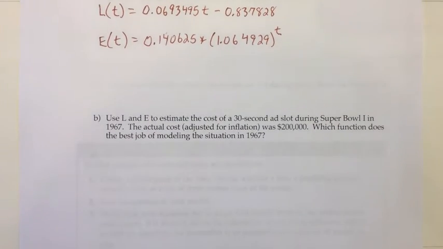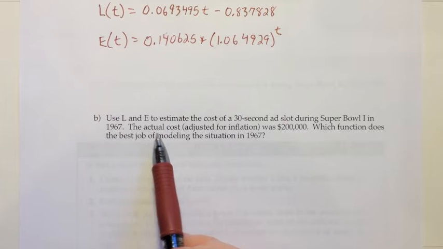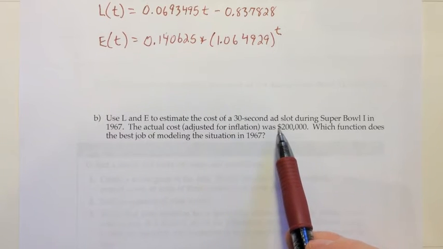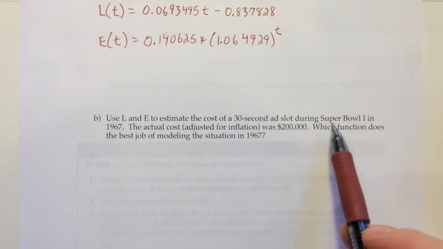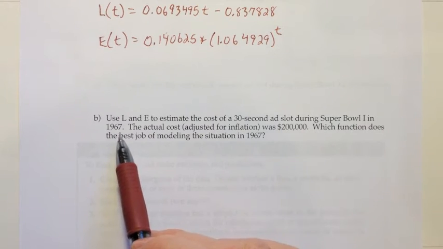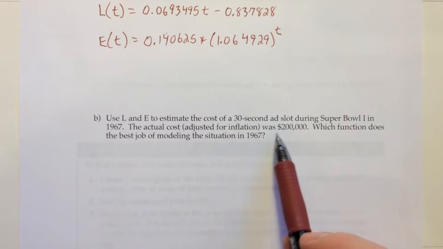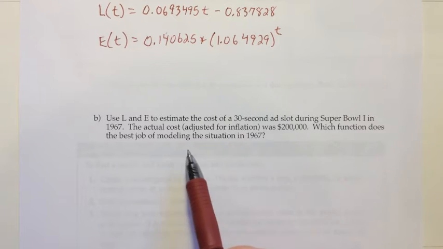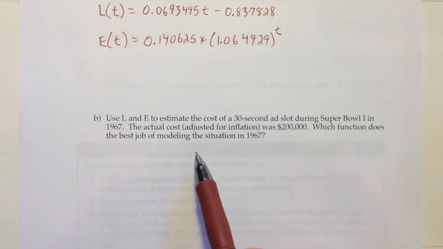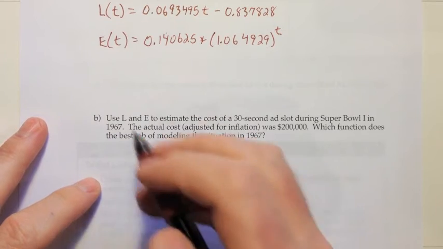So let's read part B and see what they want from us. Use L, your linear function, and E, your exponential function, to estimate the cost of a 30-second ad slot during Super Bowl I, which was in 1967. The actual cost, adjusted for inflation, was $200,000. So which function did the best job of modeling the situation in 1967?